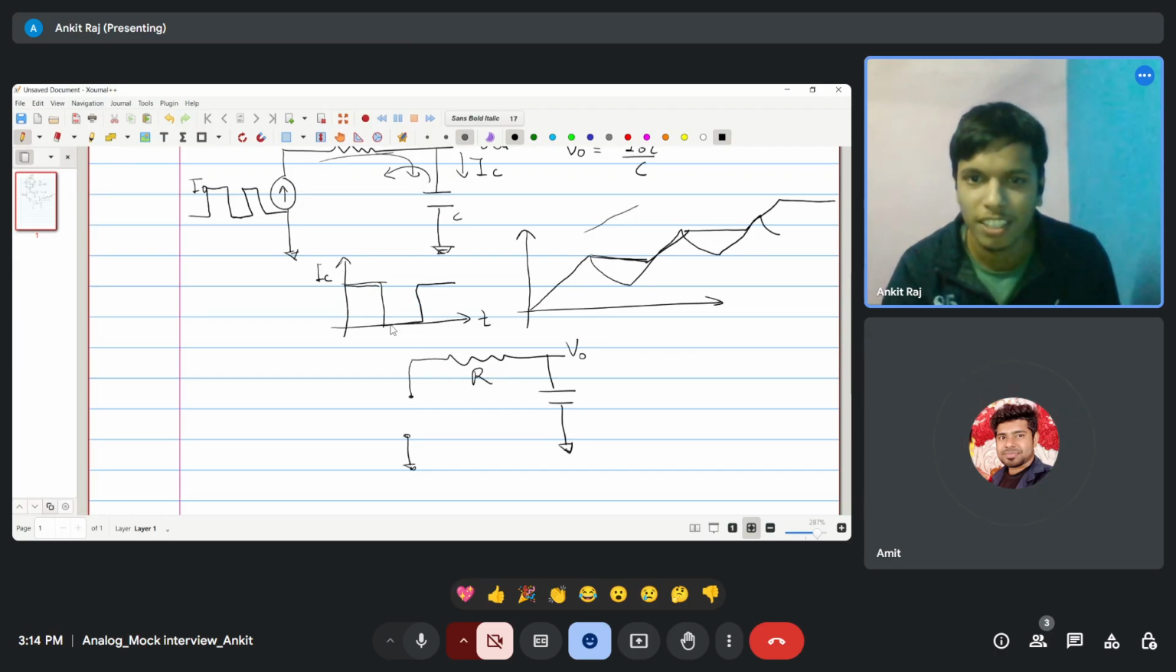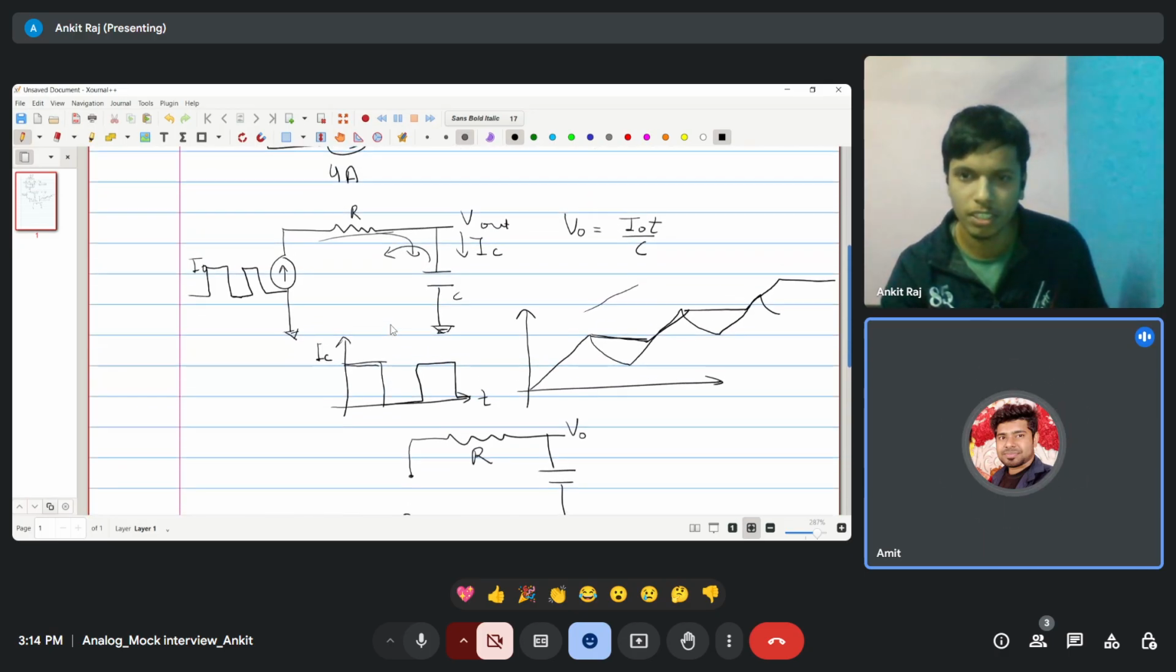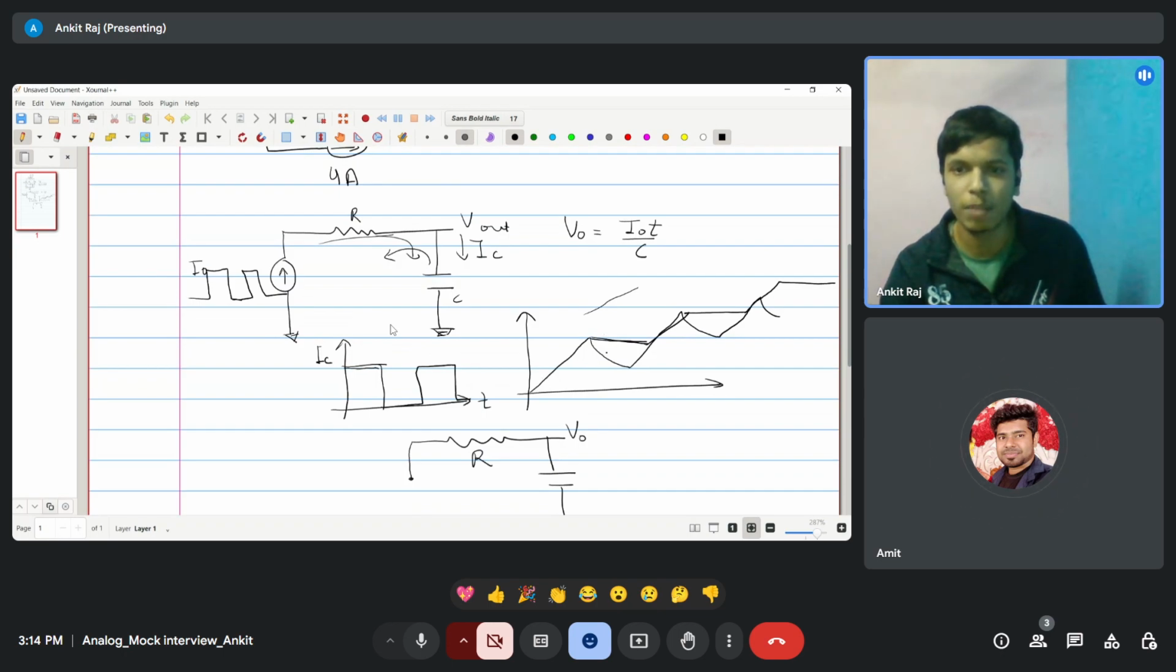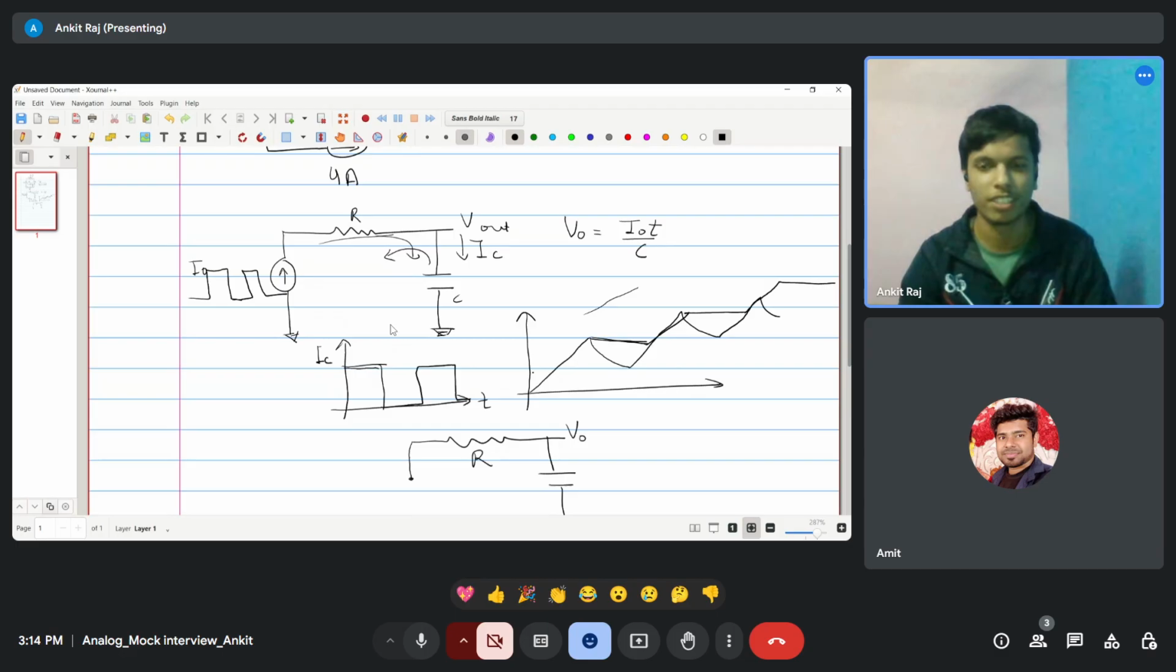Exactly. What is the nature of this charging? Can you comment, which type of waveform is this? The charging is a ramp, and IC is a square wave. So the overall waveform is called a staircase, right? Okay, sir, staircase.